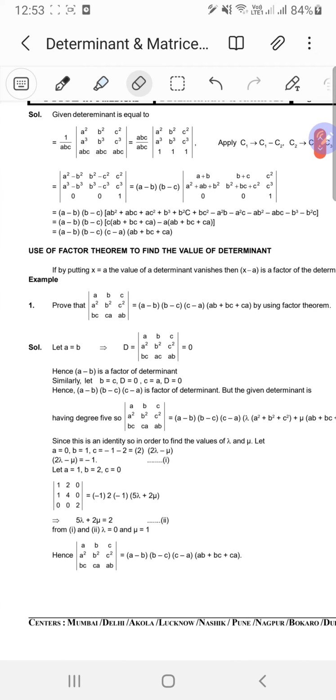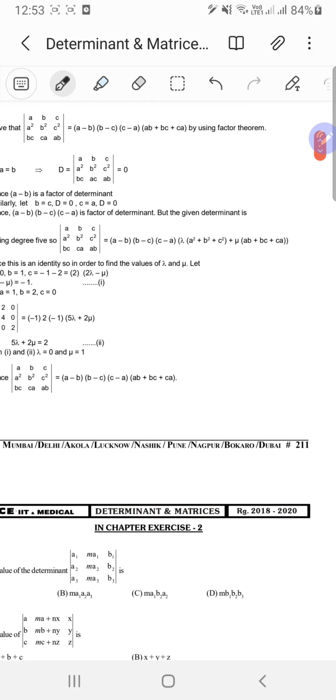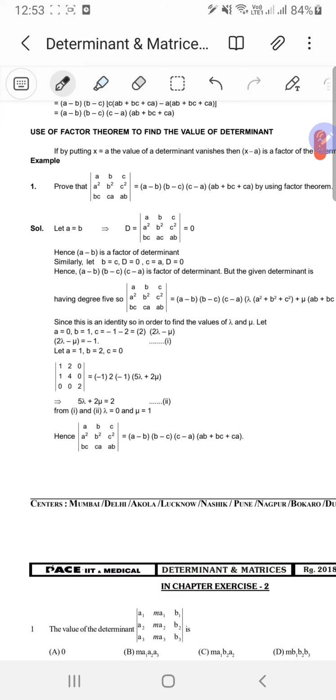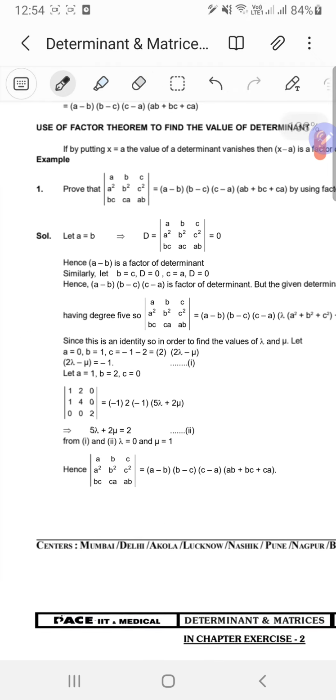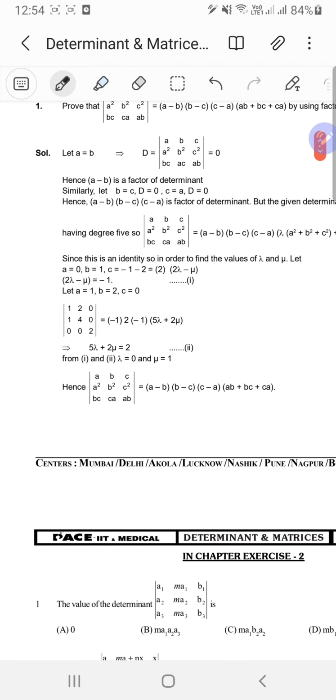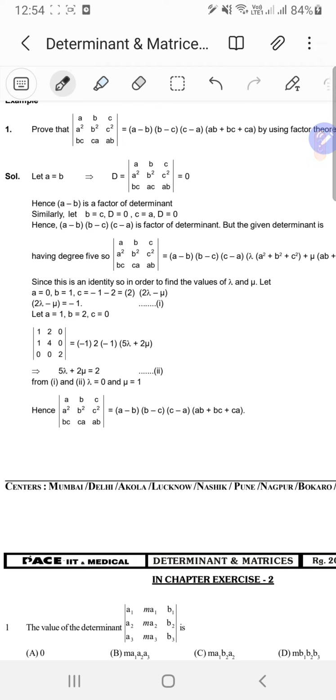Similarly, a minus b, b minus c, c minus a is a factor of the determinant, but the given determinant is having degree 5. Wait, how can you tell what the degree is? Okay, not bad, because this thing and that thing both have the same degree, and all of these things have the same degree, so it will in fact be a degree 5 kind of thing. Okay, so this degree is for a, b, c, all of them, not just for a.